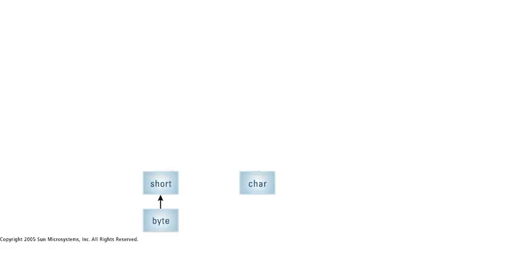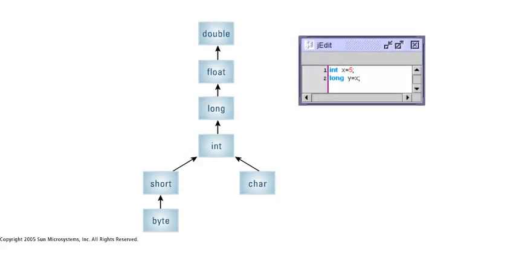Sometimes the compiler is able to do the conversion for us from one data type to another. This is called promotion. This happens when we're going from a type that has a smaller range of values to a type that has a larger range of values. Here in our diagram we see the automatic conversions that the compiler can do for us. For instance, a byte can automatically be converted into a short. A short can be automatically converted into an int. A char can also be converted into an int automatically. The ints can be converted into longs, the longs into floats, and the floats into doubles.